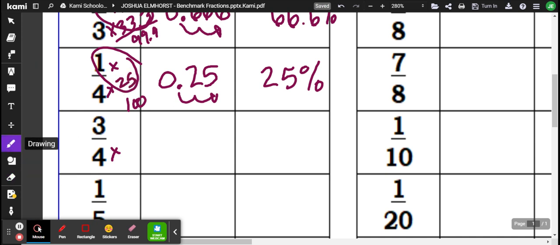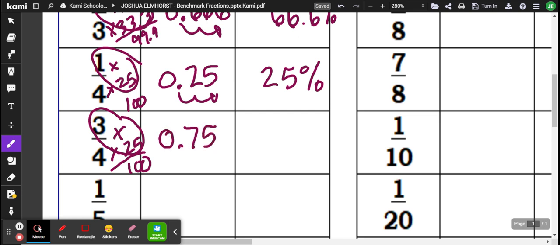Let me slow down my thinking here. I'm getting ahead of myself. Okay, so 4 times 25 and then 3 times 25 would give us 75 hundredths. Thank you for noticing. Got that fixed. 75%. So 1/4 is 25 hundredths. 3/4 is 75 hundredths.